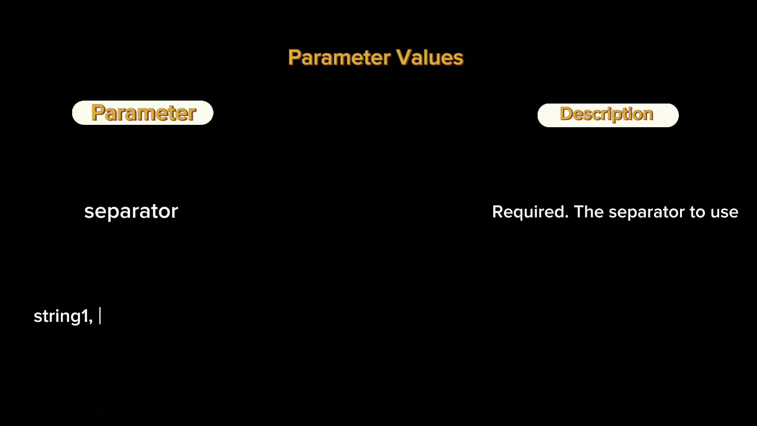The parameter values of CONCAT_WS. We have two parameters of CONCAT_WS. First is separator. The description of this is required, the separator to use. Second, string1, string2, string_n. The description is required, the strings to add together.